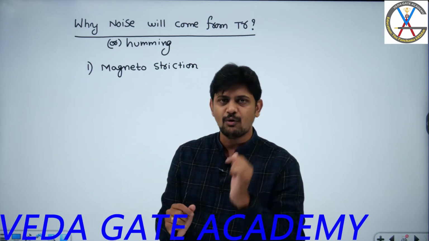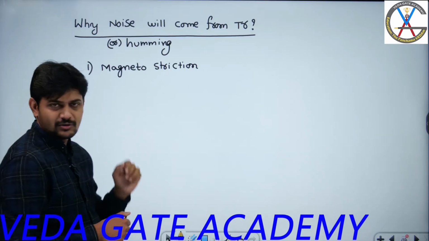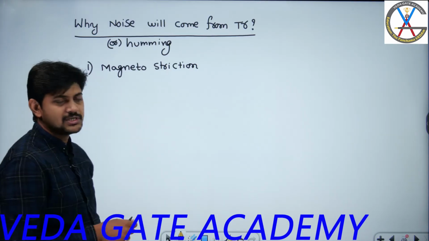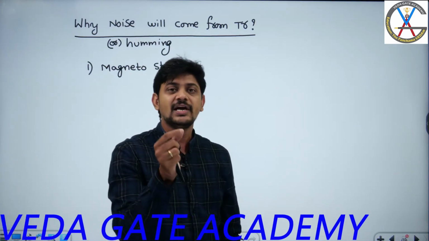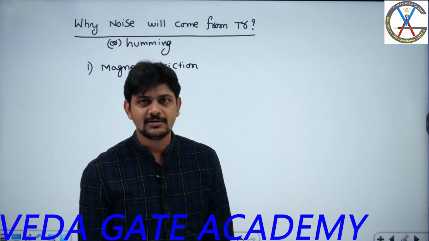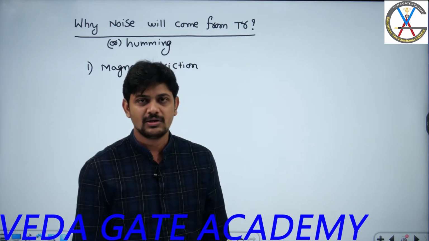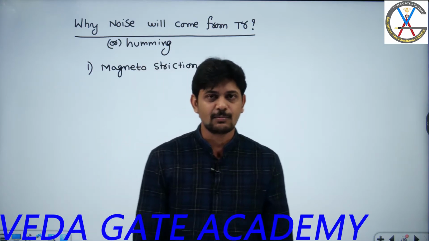They are having very small variations. Okay, so that phenomenon we can call it as magnetostriction. I will tell you the definition now. The definition of magnetostriction is, it is the property of a magnetic material in which changes in dimensions will take place because of the alternating nature of the magnetization process.